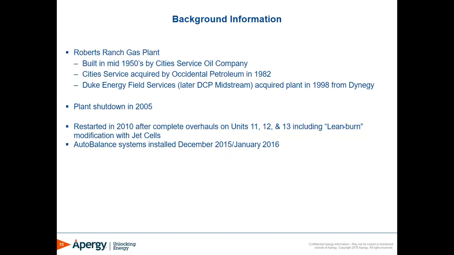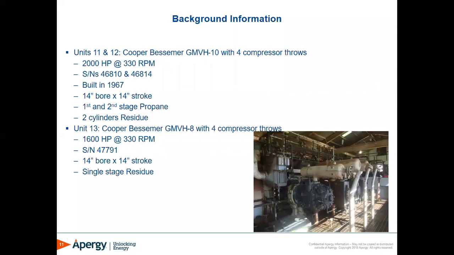The plant was shut down in 2005, and then in 2010, after complete overhauls of these 3 engines that we'll be looking at today, 11, 12, and 13, they included lean burn modifications with the jet cells. The Autobalance systems were installed in December 2015 and January 2016.